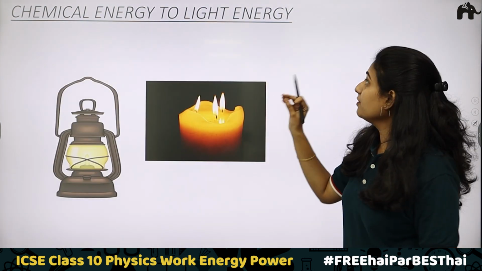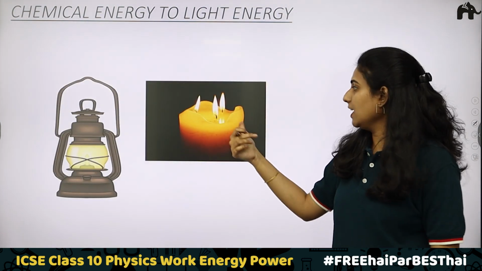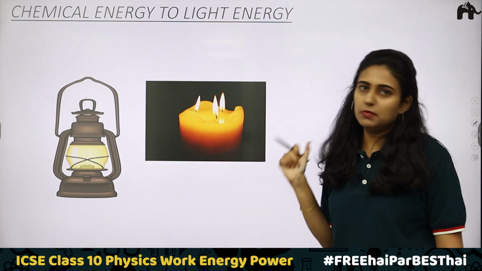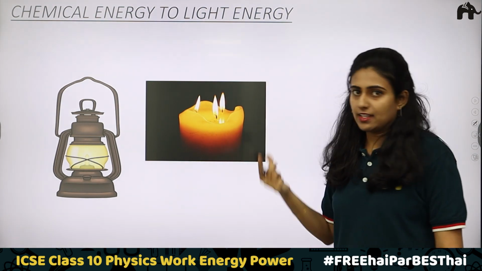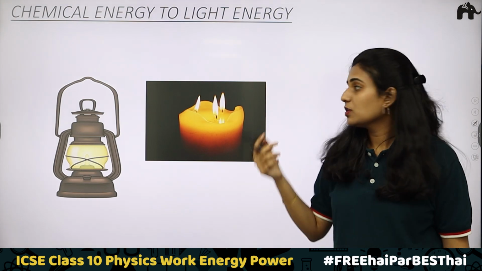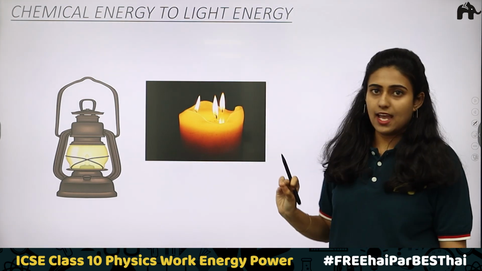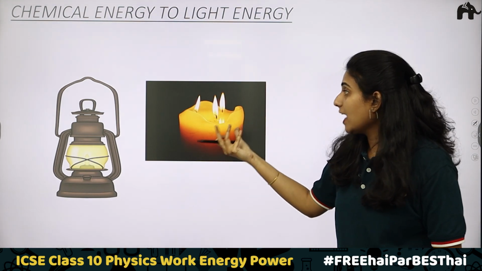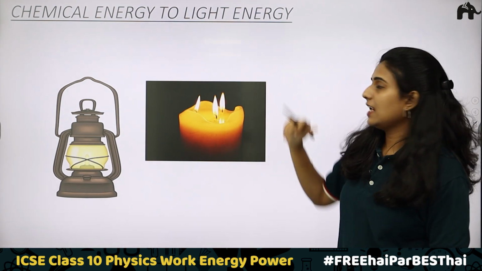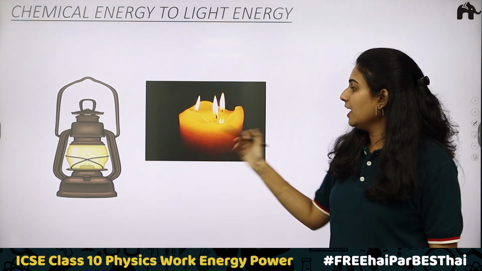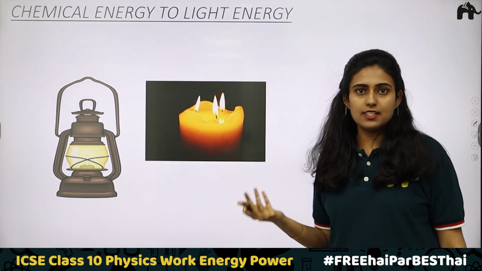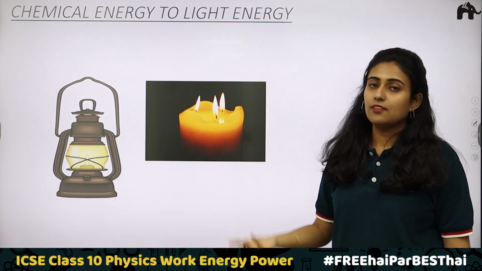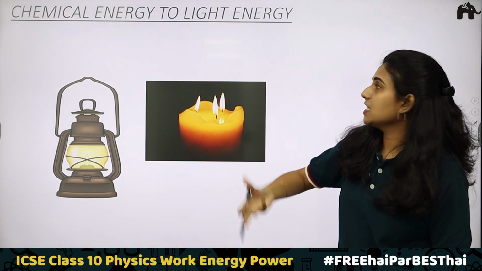Next is conversion of chemical energy to light energy. Take the case of a candle. In a candle, how is light being produced? It contains wax. Okay, wax is a chemical. So when you burn this candle, what is happening? The chemical in the wax is helping to produce light energy. Okay. Next, in case of a kerosene lamp, same thing is happening. There is oil and this oil will be helping to convert chemical energy to light energy.